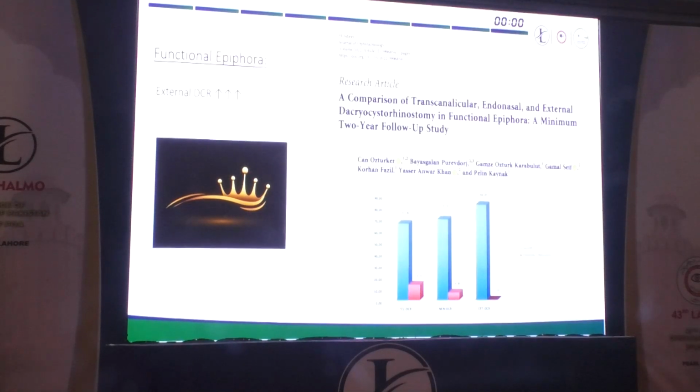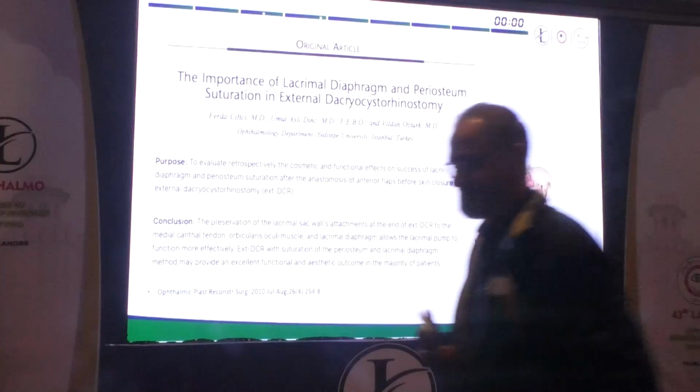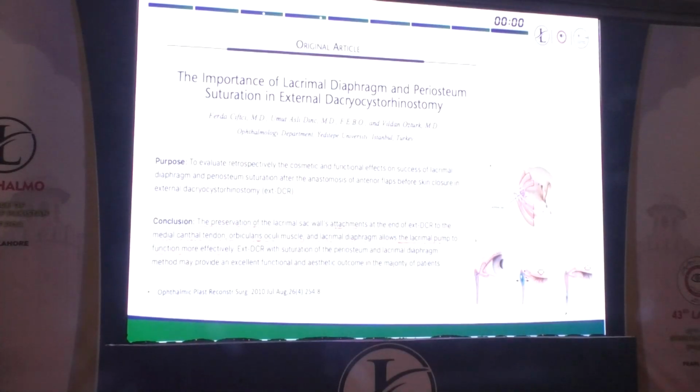And there's a second point that's important and interesting. This is showing the functional success of the DCR technique, and it was highest in external DCR, which is usually not expected. And I think the answer lies in the technique that we are using. There's a study from 2010 that says that preservation of the lacrimal sac wall attachments at the end of external DCR to the medial canthal tendon, orbicularis oculi muscle, and lacrimal diaphragm allows the lacrimal pump to function more effectively.